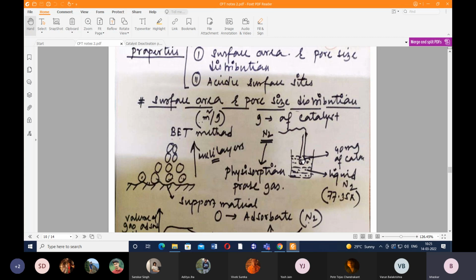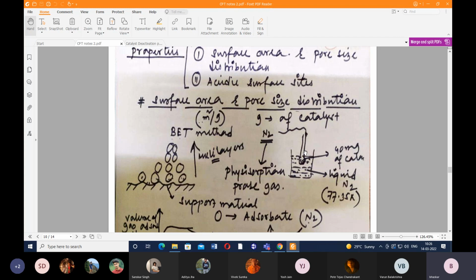material. As a result, the moment this nitrogen comes in contact with the catalyst particle maintained at a temperature of around 77.35 Kelvin, nitrogen gas molecules will get attached to the surface of this catalyst material. This is a weak van der Waals force of interaction, since there is no chemical bond formation taking place, right? In physisorption, it's a weak interaction between the adsorbate and the adsorbent.